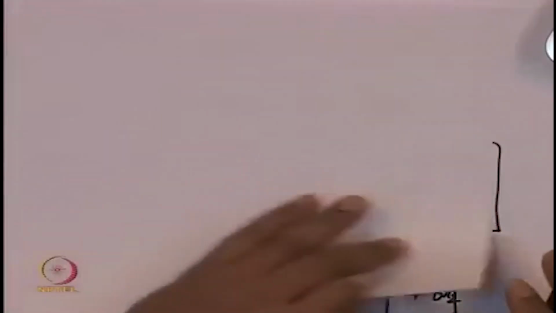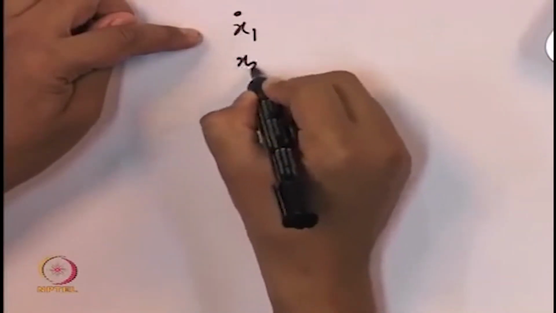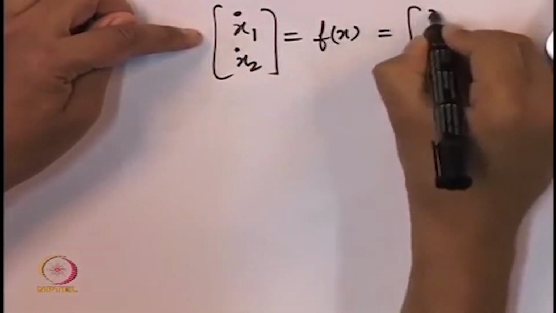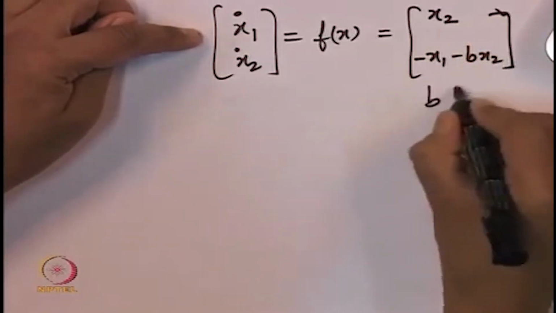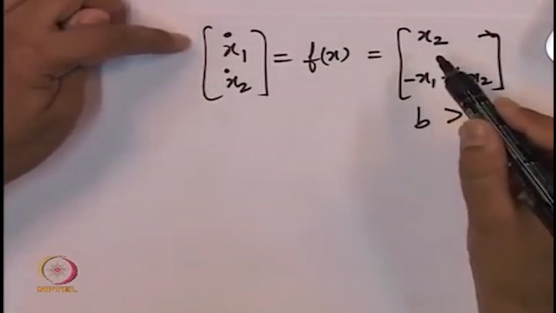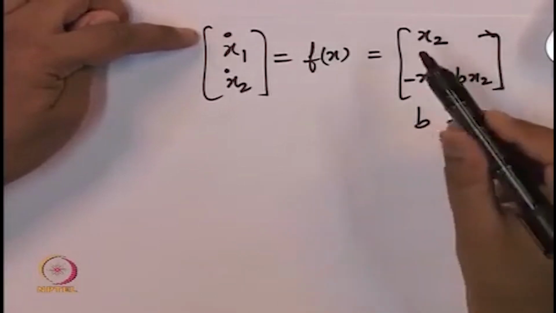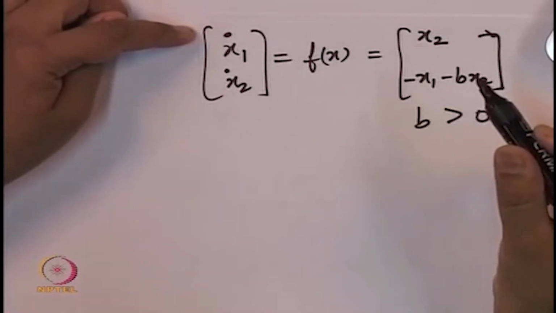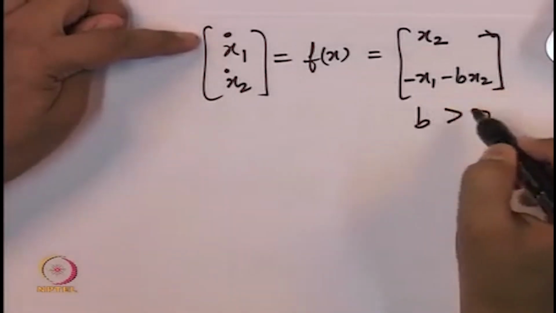What have we shown? That this system, x1 dot, x2 dot equal to f of x given by x2, minus x1 minus b x2, for some b greater than 0, has an equilibrium point at x1 and x2 both equal to 0, the origin. That equilibrium point we have shown is stable because we have demonstrated that there is one Lyapunov function whose rate of change is always non-positive. So, does that mean that this is not asymptotically stable?